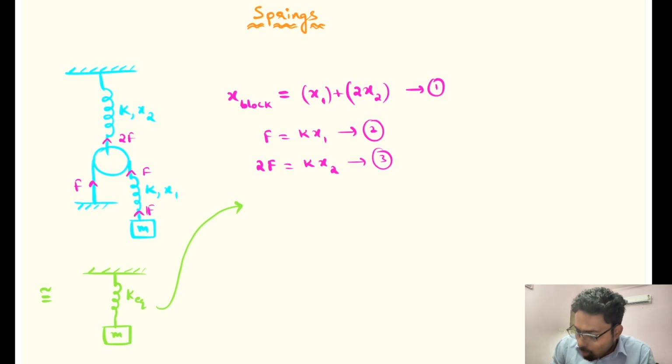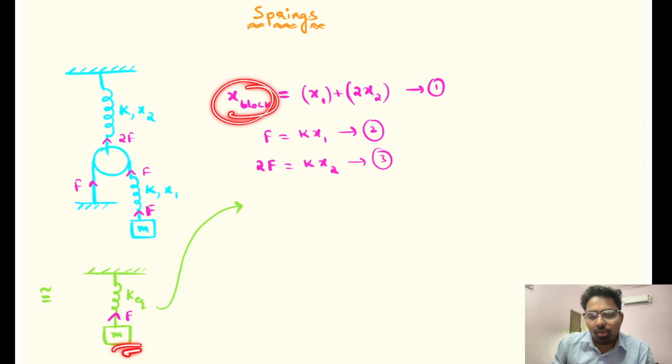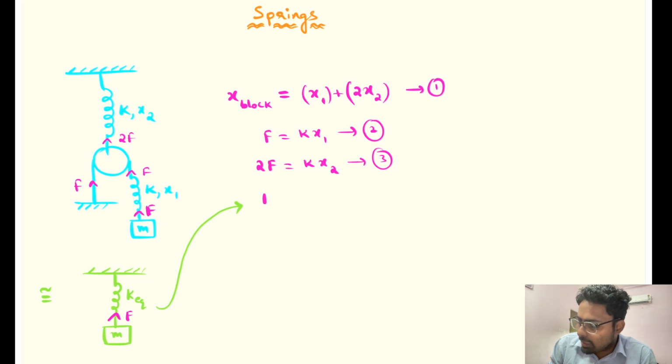That means now also the same force must be acting, then only we call it equivalent, right? Okay, sir, that's fine. Then one more thing, earlier the total displacement is what? Earlier the total displacement is, let's say, x block. Now also you should have the same displacement. Then for sure I can write the force F will be equal to K equivalent into x block.